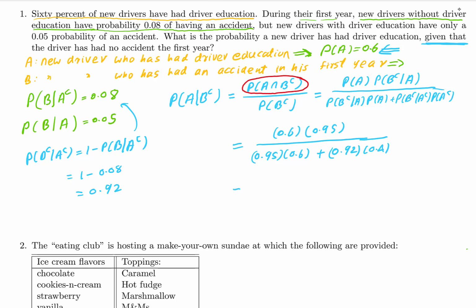So simplify this, we can get 0.6077. That is the probability a new driver has had driver education given that the driver has had no accident in the first year.